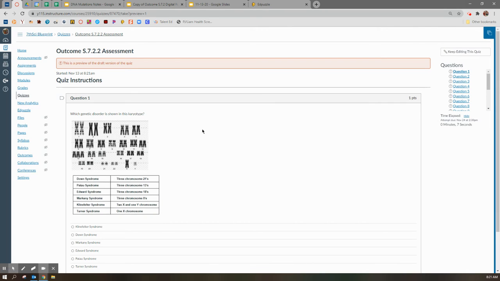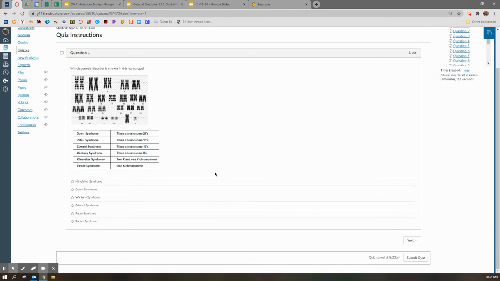So this is the outcome S.7.2.2 assessment. So you should be moving on to the next assessment assigned. Question number 1. It says, which genetic disorder is shown in this karyotype? Is it Klinefelter syndrome, Down syndrome, Warkany syndrome, Edwards syndrome, Patau syndrome, or Turner syndrome?